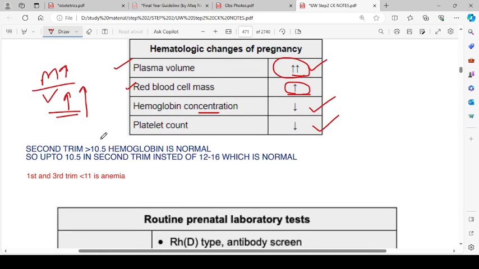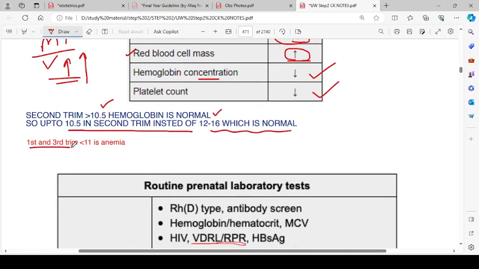Second trimester, more than 10.5 hemoglobin is normal. So up to 10.5 in the second trimester, instead of 12 to 16, which is normal. If we have a non-pregnant woman, we take 12 to 16 gram per deciliter as normal hemoglobin values. But for a second trimester woman, it is 10.5. First and third trimester, less than 11 is an anemic woman.